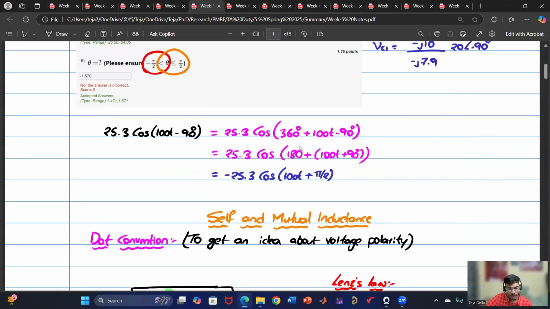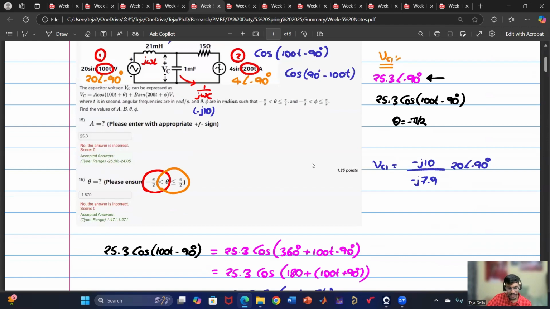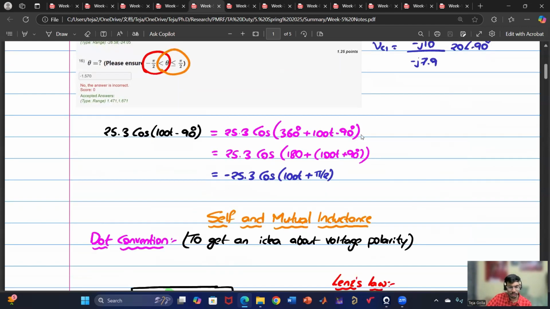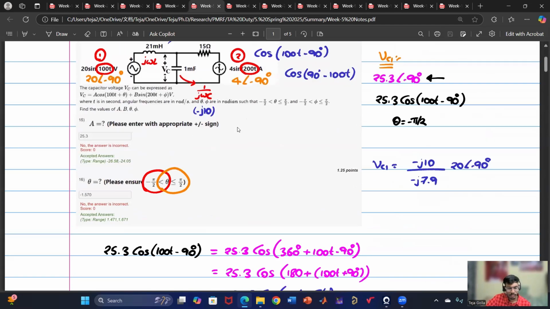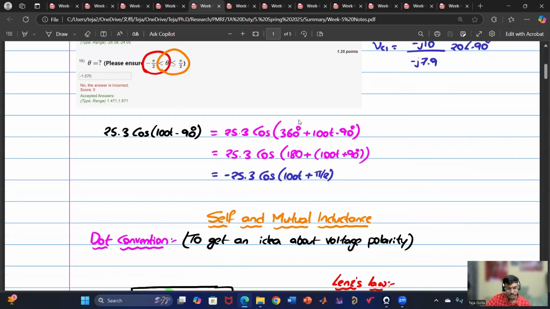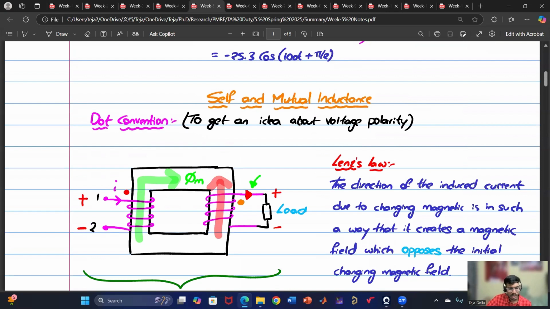So whatever you have to do, you have to convert it into a different format, because originally we have 100t plus 3 pi by 2, 270 degrees. But they have asked, please ensure this. So I have to convert it into a different form, ensuring that it is cos. Now I got a minus sign here, so the answer was different. Kindly be careful with this terminology as well as terms. If they have given any such range, you have to ensure that theta and phi are well within this range. Now we have come to self and mutual inductance.